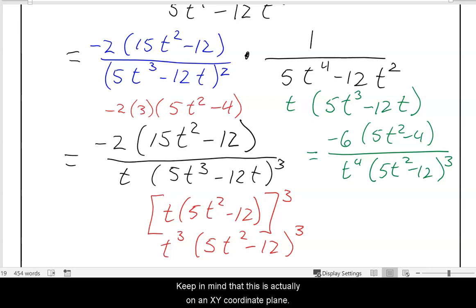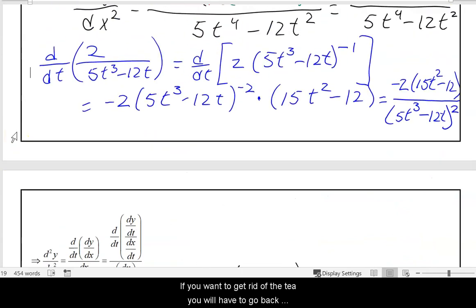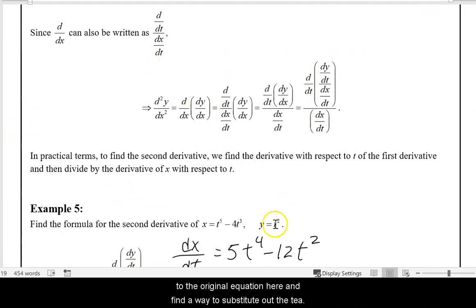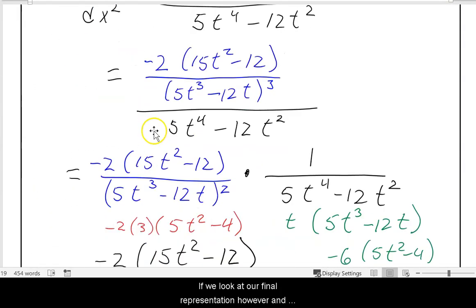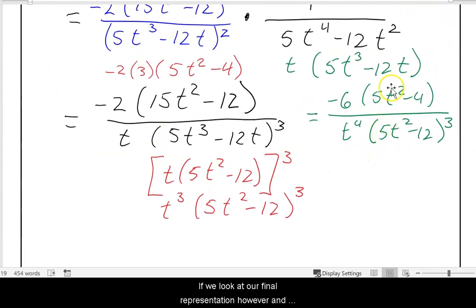Keep in mind that this is actually on an xy coordinate plane and not on a t plane. If you want to get rid of the t, you will have to go back to the original equation here and find a way to substitute out the t. It won't be easy on this problem because we don't have t to the first. If we look at our final representation, however, in every place that t occurs, I have t squared or an even power of t. Let's take the formula for y and rewrite it so that we can get rid of the t's in the formula for the second derivative.